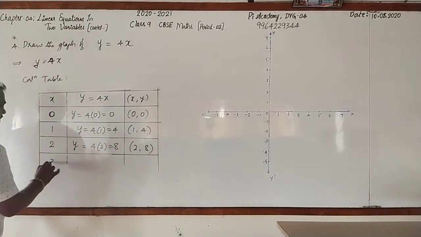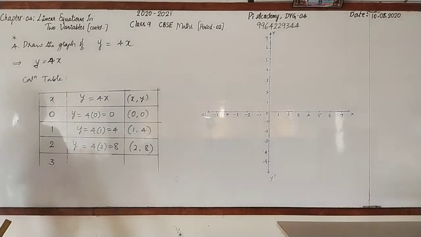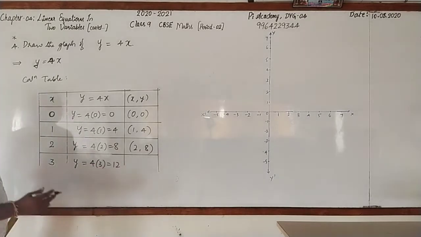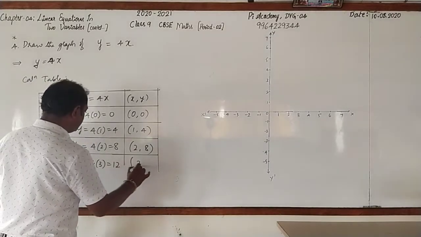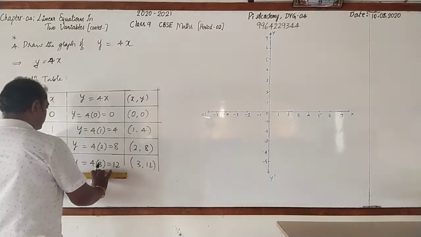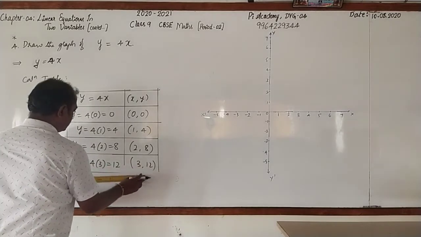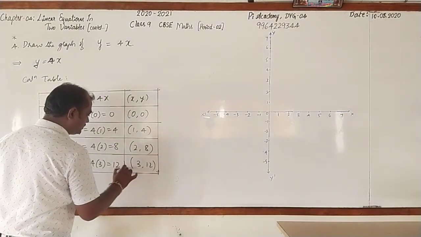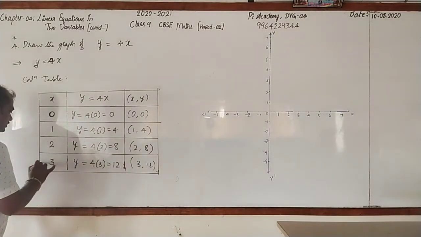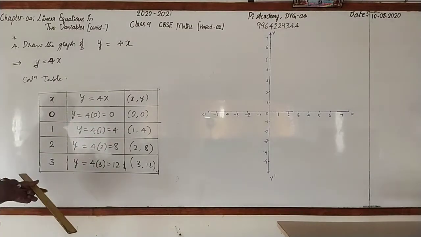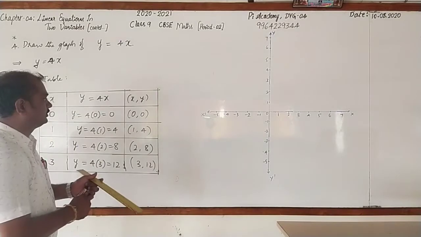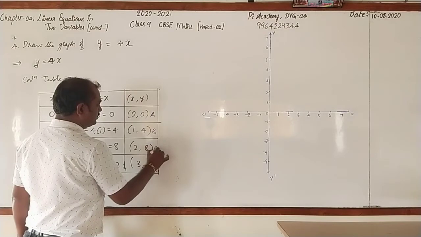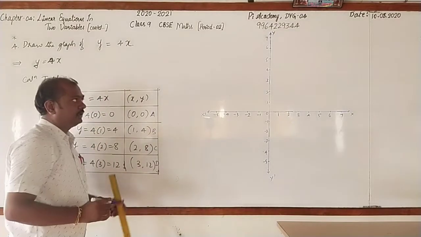Next, when x is 3, let's calculate y equal to 4 into 3. 4 3s are 12. It is 3 comma 12. And one more important thing you can notice is that in all the coordinate points we have positive values only. Hence, could you tell the quadrant in which they belong? All they belong to the first quadrant only, because the sign is positive positive. It is A, this is B, third coordinate point C, and fourth one is D.